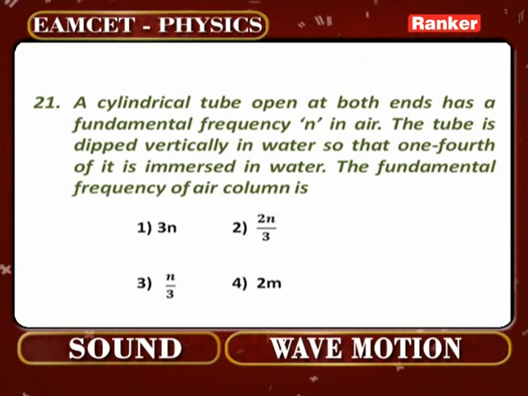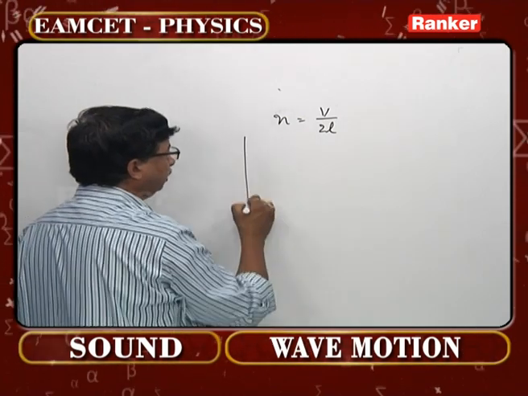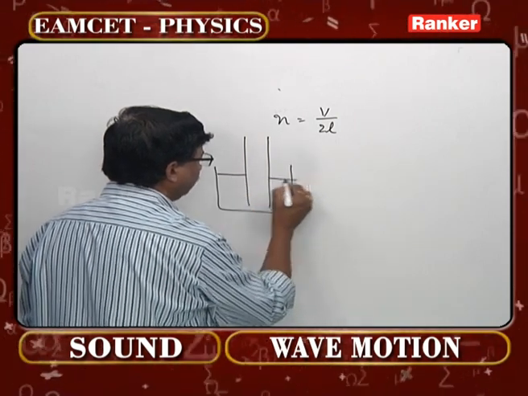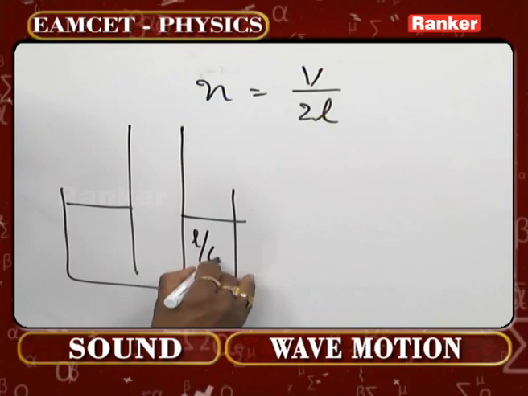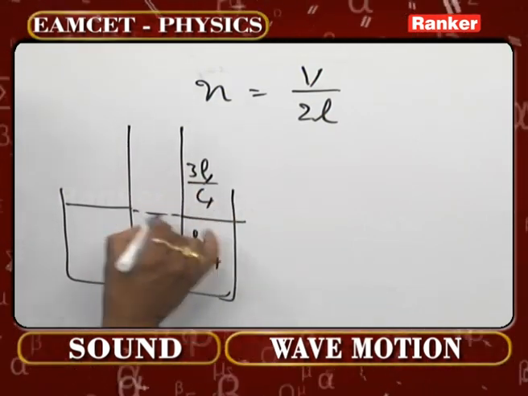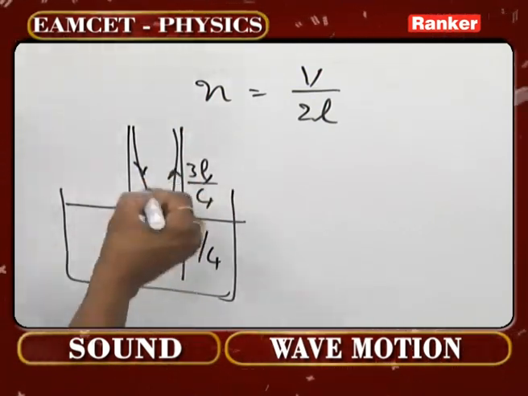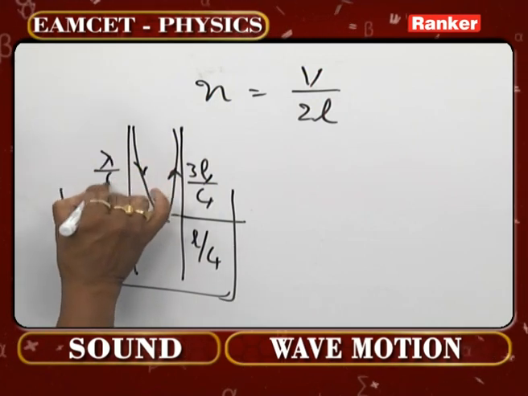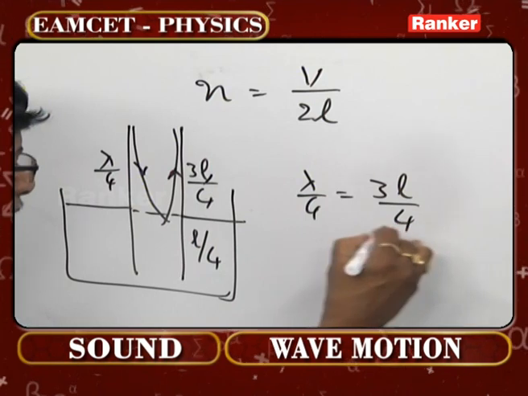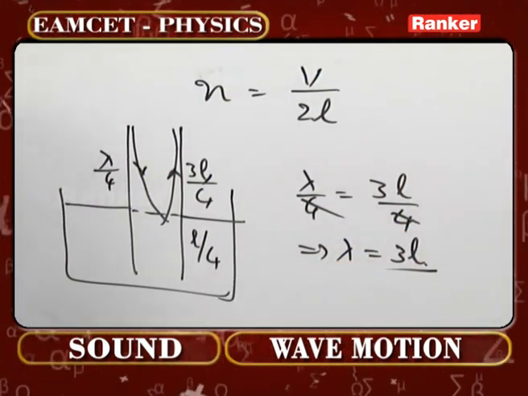The tube is dipped vertically into water so that 1/4 of it is immersed in water. This is the tube and it is now dipped in water. How much is inside? 1/4 is inside. That means how much is outside? 3/4 is outside and you have water till this extent. So the wave enters this way and leaves this way. Then can't you just understand this must be now lambda by 4 is equal to 3L by 4 over here. Then lambda must be equal to how much? 3L. That is the concept.